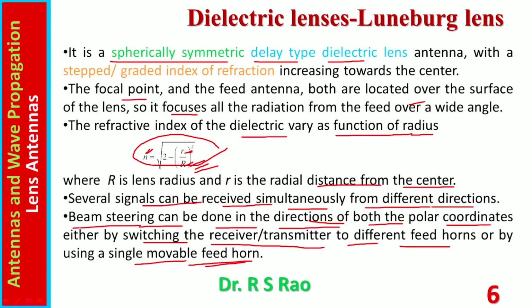Beam steering: the main beam can be oriented in different directions, either by mechanical means or by electronic means. This orientation change is called beam steering. In earlier days, it was mechanical steering. Now it is all electronic steering. It can be done with Luneberg lenses without much difficulty.